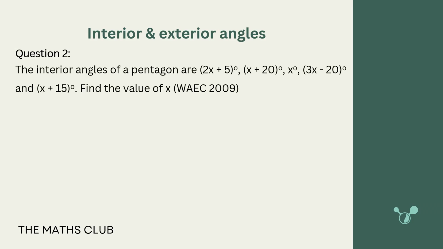Great. The question now says that the interior angles of a pentagon are 2x plus 5 degrees, x plus 20 degrees, x degrees, 3x minus 20 degrees, and x plus 15 degrees. Find the value of x. Taken from WAEC 2009. To solve this question, the first thing to know is what a pentagon is. I know you're going to solve the question, right? But we know that a pentagon is a polygon with 5 sides. So given that, let's solve it.